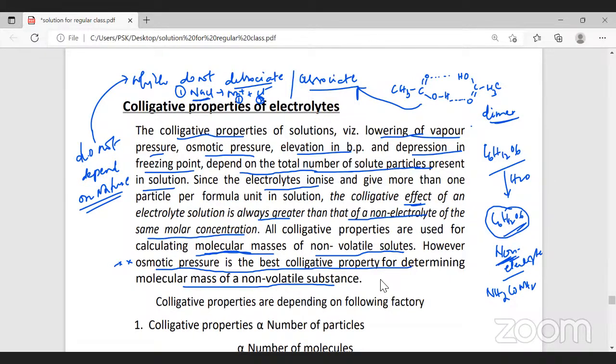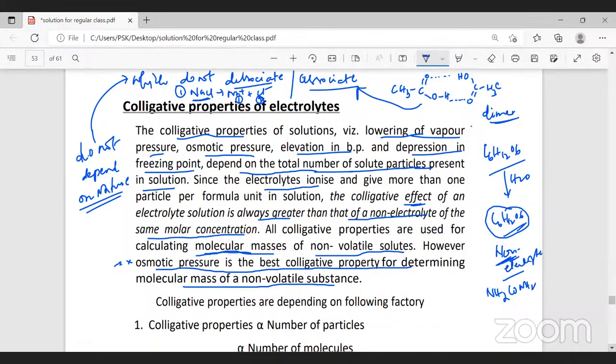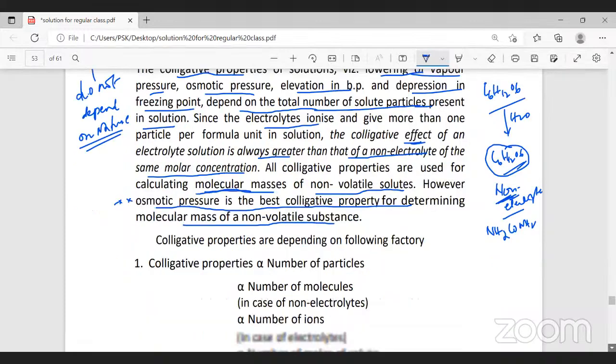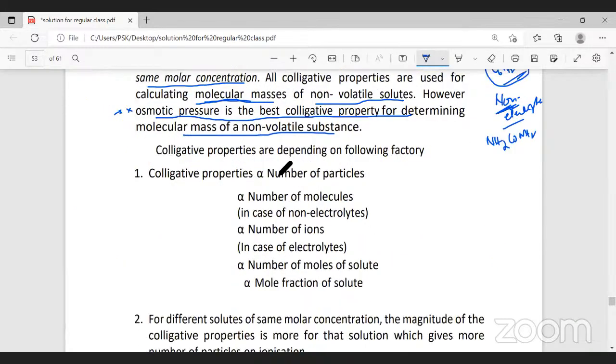So it is osmotic pressure to determine the molecular mass. Now, some of the properties we will learn. Colligative properties depend on the following factors.